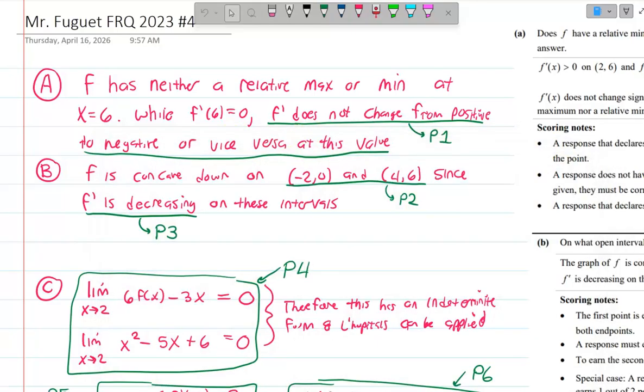So what I have listed here for the points, for A, it's just a one-pointer, is that f has neither a relative max or min at x equals 6. While f prime of 6 is 0, f prime does not change from positive to negative or vice versa at this value. You need to specifically reference everything in terms of f prime with this question because that's the function we've been given. Any interpretations, and we'll see this later on, that you make about f or f double prime or anything like that will not be able to count for this in terms of being scored.